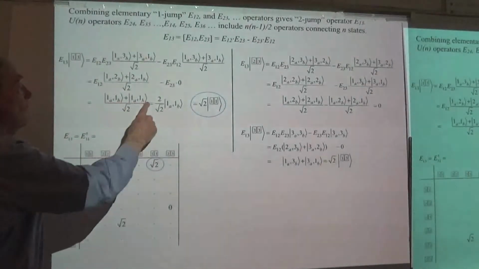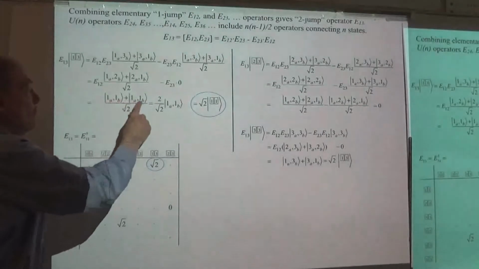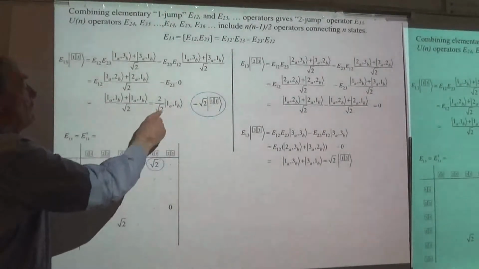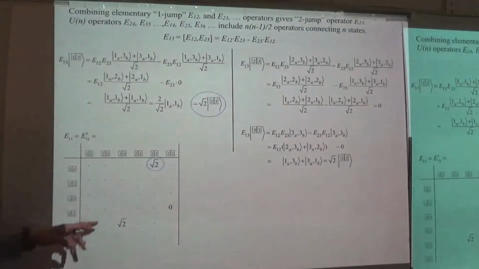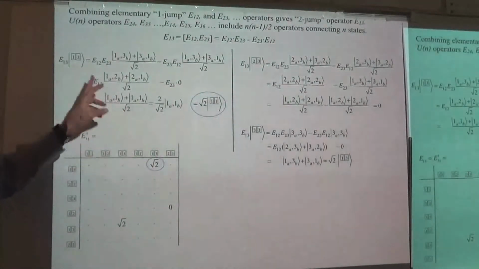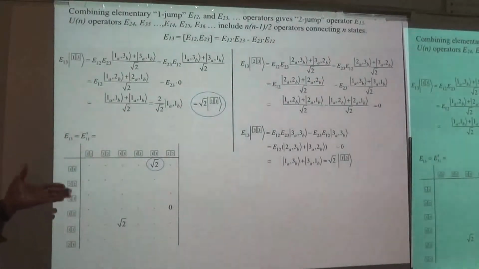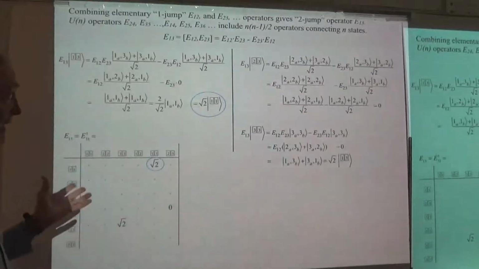So I end up here with this. Again, that's 2 of those things. Over square root of 2 gives me a square root of 2. So this one's a little more long-winded because it's a jump 1 to 3, okay? It's 2 units, but fine, it works.